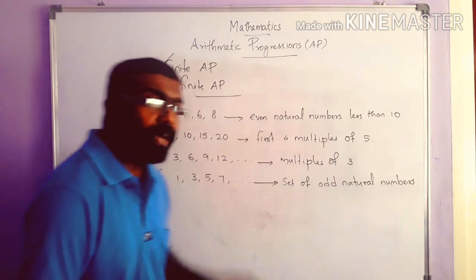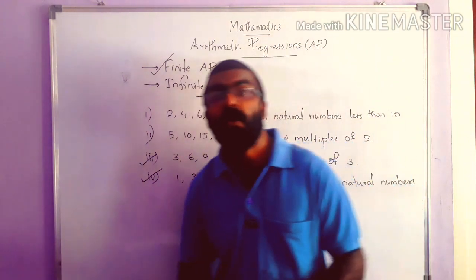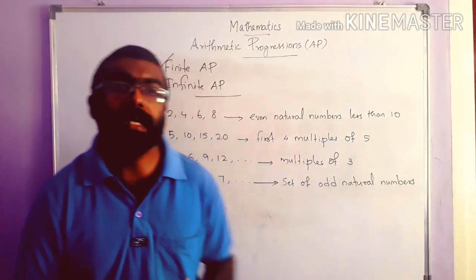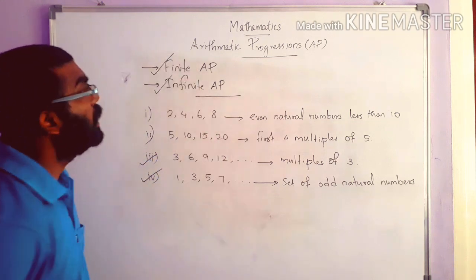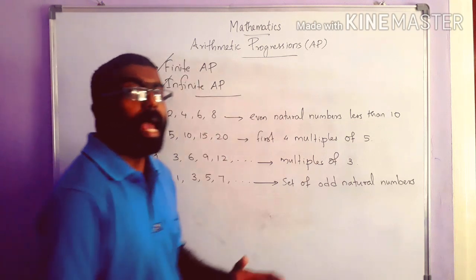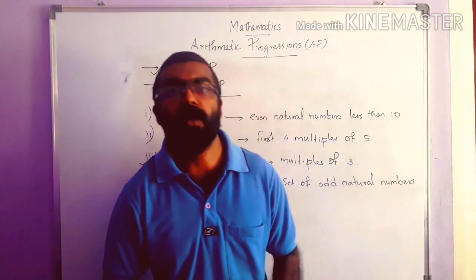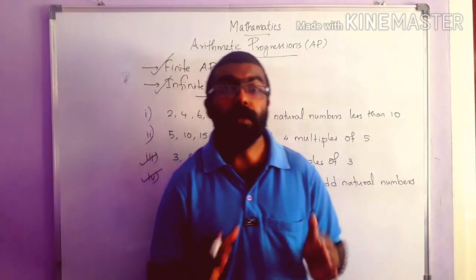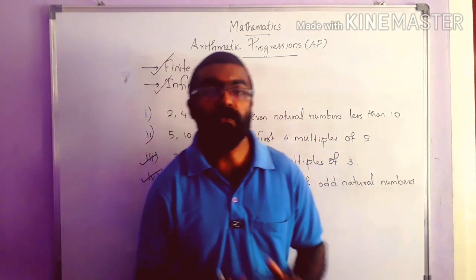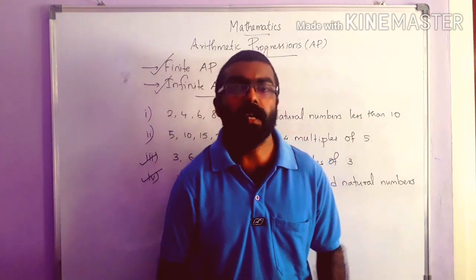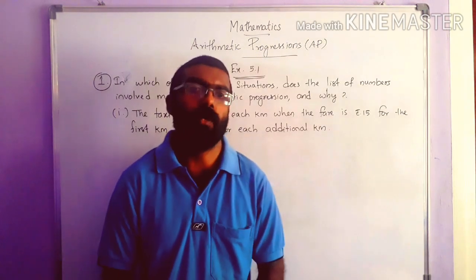Once again, if an AP contains an infinite number of elements, uncountable number of elements, then that AP is called an infinite AP. I repeat, an AP which consists of a finite number of elements is called a finite AP, and an AP which consists of an infinite number of elements is called an infinite AP. Is that clear? Okay. Now we can start Exercise 5.1.